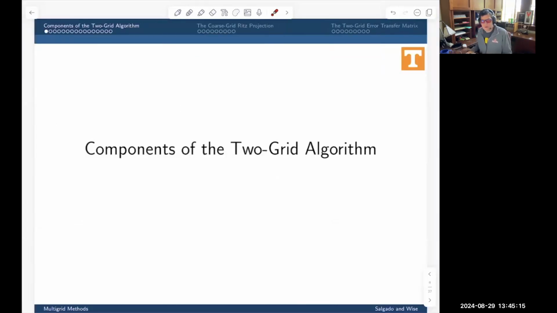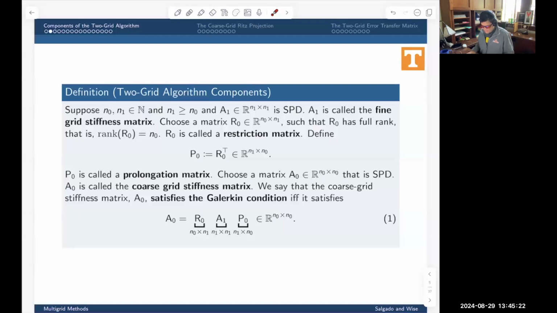So let's talk about the components of the 2-grid algorithm. What are the key components that go into this soup? So the first thing we need is 2 SPD matrices. And to construct these, well, I'm not going to really construct them. I'm just going to assume that they exist and they have certain properties. Let's start off by assuming we have 2 natural numbers, n1 and n0, where n1 is bigger than or equal to n0. They could be the same, but usually n1 is like twice as big as n0.